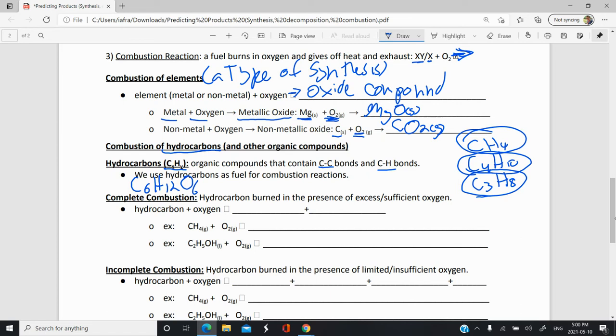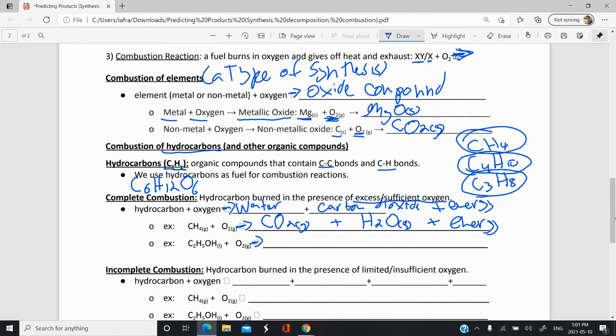So complete combustion is one type of hydrocarbon combustion. It's when you have a hydrocarbon burned in the presence of excess or sufficient oxygen. There's a lot of oxygen there. And so when that happens, you get two things produced. You get water, and then you also get carbon dioxide. And that's it. It doesn't matter what the hydrocarbon is. So for example, if I have CH4 gas and O2 gas, and I tell you there's abundant or excess O2, you would simply put CO2 plus H2O, and they're both in their gas state. And you could also add plus energy because, well, there's energy released.